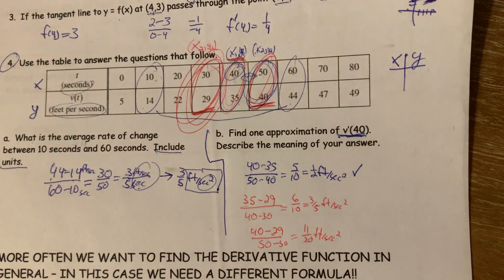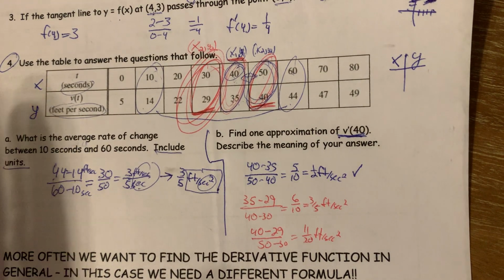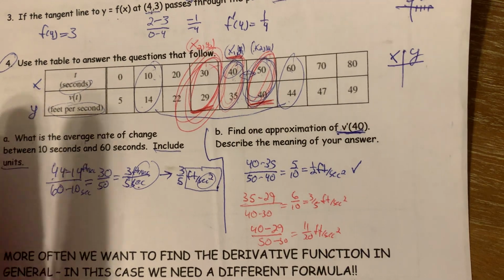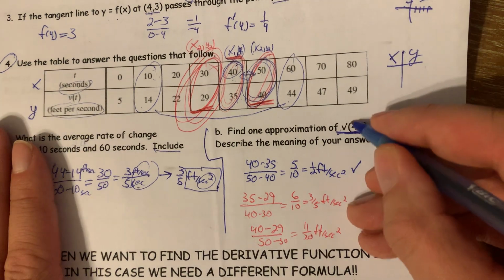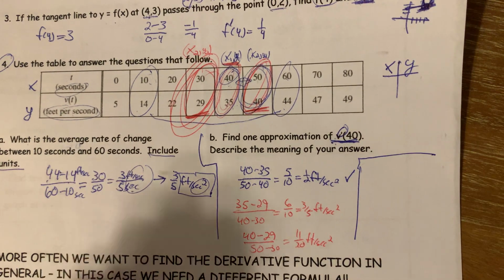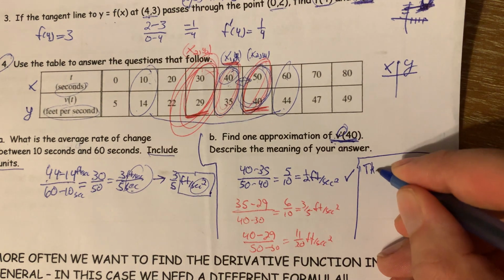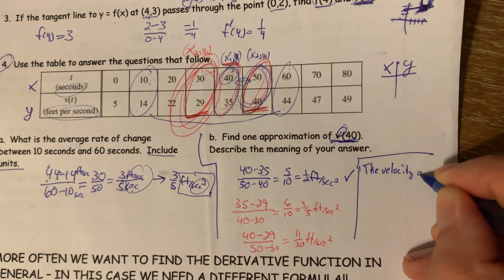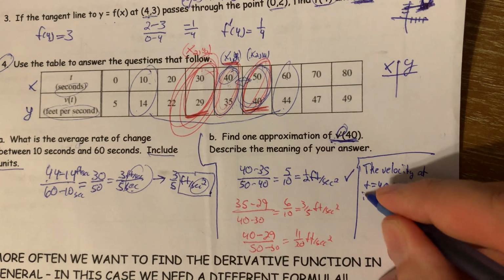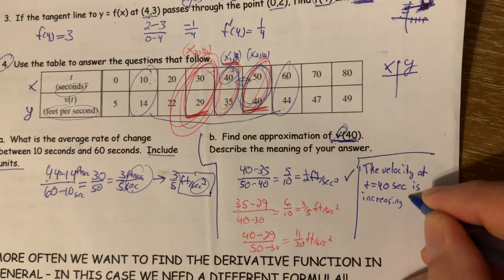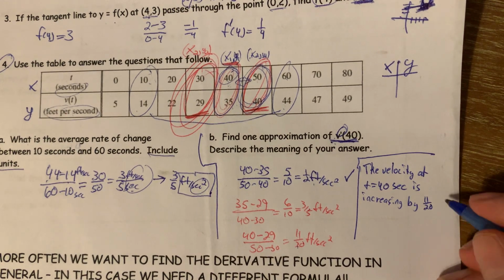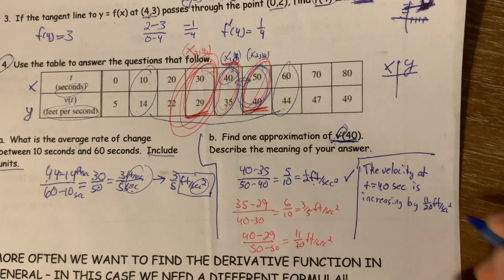Now this is an interpretation question. This comes up, it's usually one question on the AP exam. Describe what this means. And so v prime of 40 means how much the velocity is changing by. It's the rate of change of the velocity. And so in writing this sentence, we need to be very specific about what we write. The velocity at t equals 40 seconds is increasing by, and it doesn't matter which one of these numbers you use. I'm just going to use 11/20 because it's the last one I got, but it doesn't matter. 11/20 feet per second squared.